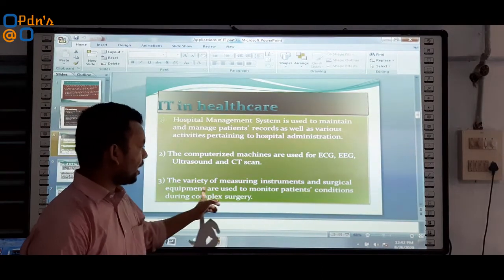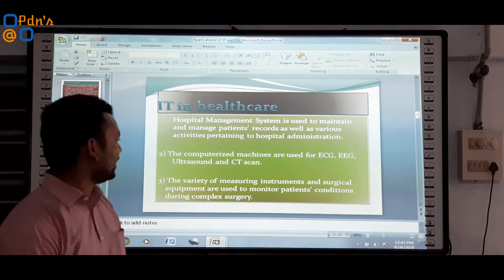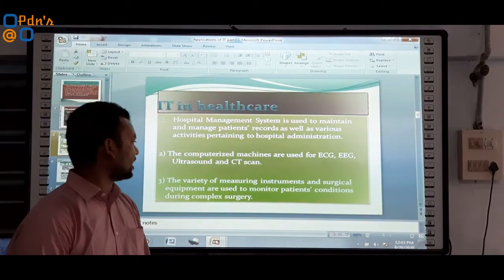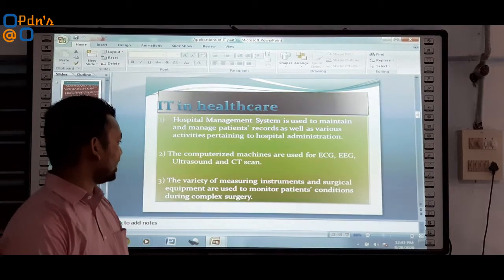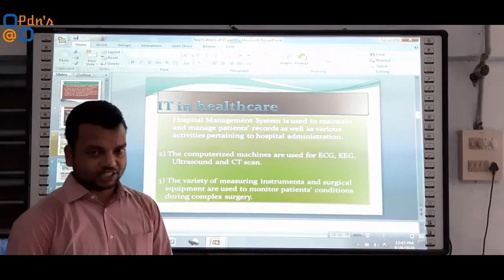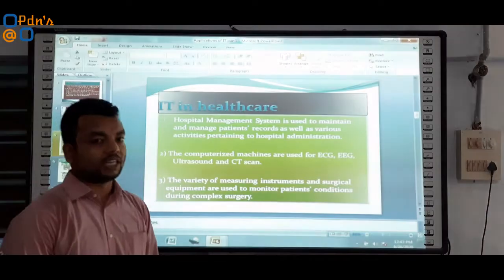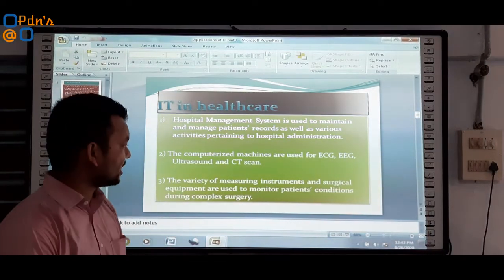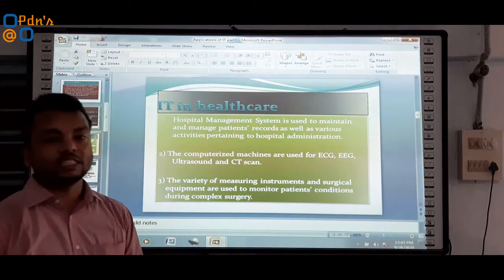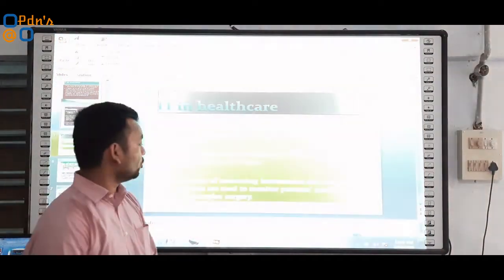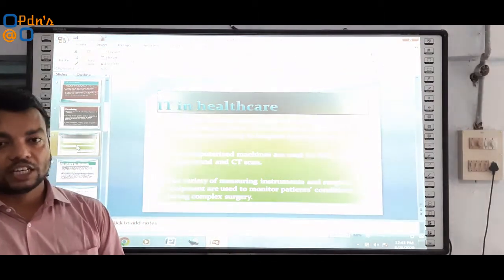Similar to this, apart from these instruments, other measuring instruments as well as surgical equipment are there which monitor patient condition during complex surgeries. Whenever any complex surgery is performed on the body of a particular individual, certain measuring instruments and surgical equipment are used which utilize computers and information technology for their operation.